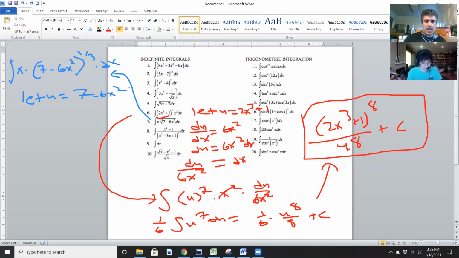So you're going to go through the same motions: find du dx, isolate dx, then replace stuff in the integral, work it out, and then bring back the 7 minus 6x squared at the end. So I'm just going to step away and grab a piece of paper and make sure we get the same thing. So hold on.